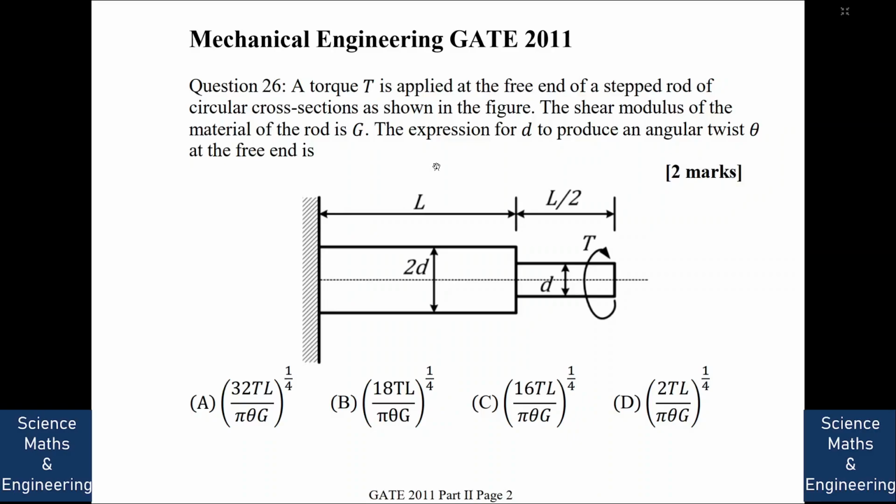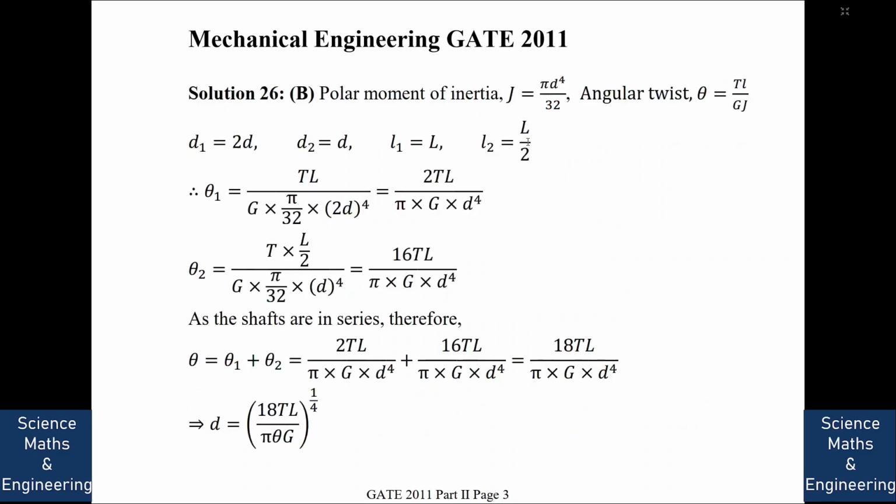In this problem, we are given a torque T that is applied at the free end. Then it is a stepped rod. Here the cross section is twice D, where D is the diameter, and here D is the diameter. This length is L and this length is L by 2. Now as we are putting a torque here, this part of the shaft will get a twist. Along with that, this part of the shaft will also get a twist. So we will have to add both the twist angles. Then after that we can get the expression for D. So the solution is D is equal to (18 TL divided by pi theta G) to the power 1 by 4.